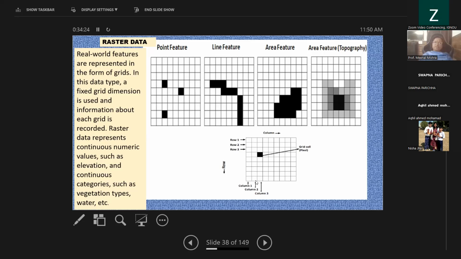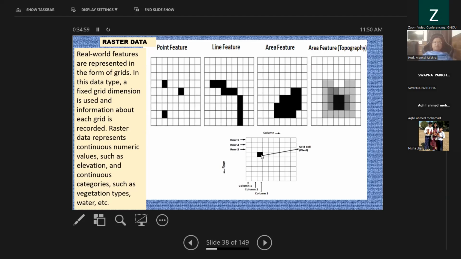Here, these vertical rows, I mean vertical, that is known as columns, and this horizontal, they are known as rows. So when you read this data, this is column 1, this one is column 2, this one is column 3, and this one is column 4. Fine. And this is row 1, row 2, and row 3. And the smallest, that is known as grid or pixel.